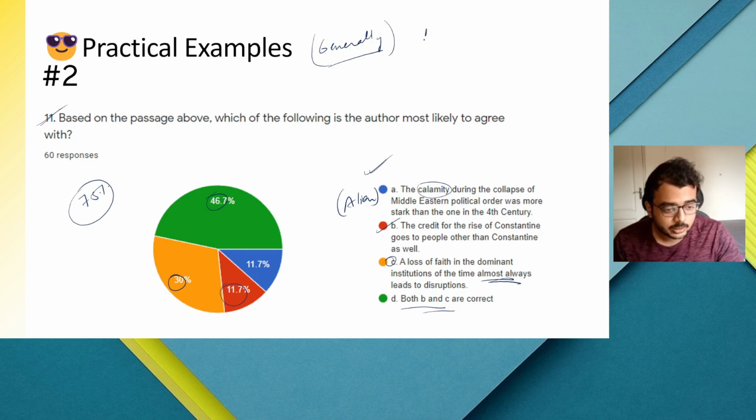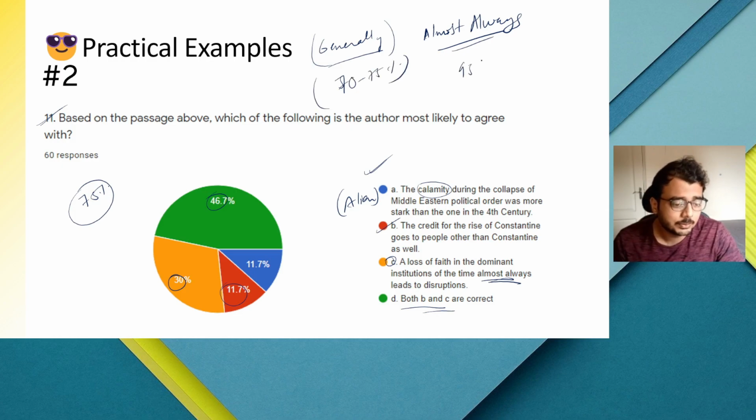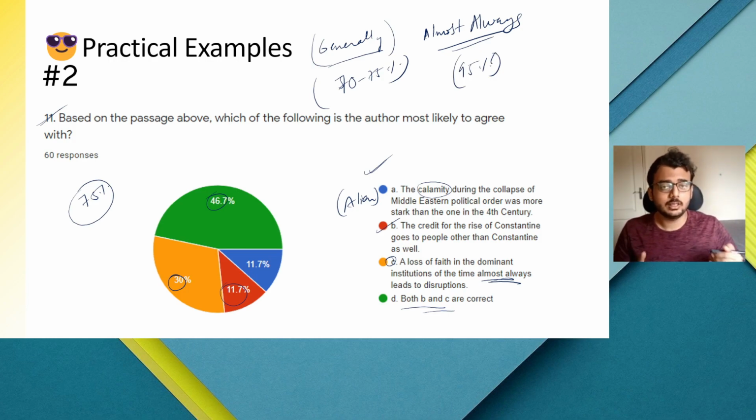Generally बोला गया था, और यहाँ पे क्या बोल रहा है? Almost always. When we say generally, it means 70-75% of the chances, and almost always is upwards of 95%. That is why it is incorrect. Okay, I hope you are getting what I am trying to say. Let's look at one other example from CLAT 2021 itself.